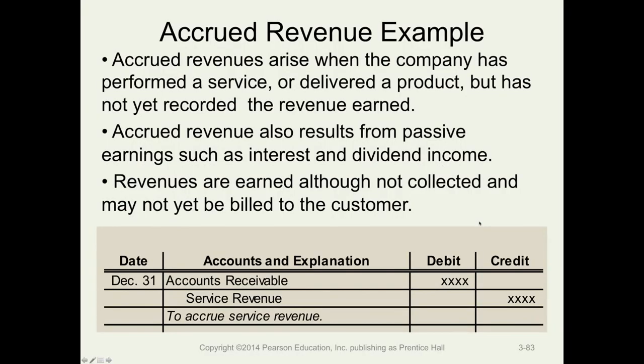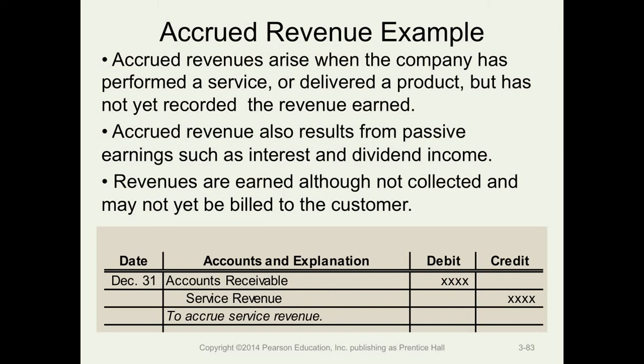And finally, we'll look at some accrued revenues. Accrued revenues are revenues that are earned but have not been recorded and have not been collected. So an accrued revenue is a revenue that is earned, not billed, and not collected at the end of the accounting period. And by not being billed and not collected, it is clearly not recorded. So it's not yet recorded and not yet billed.